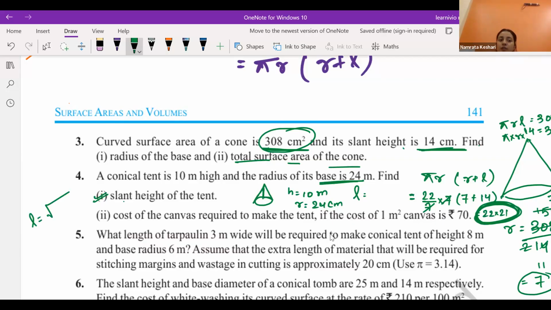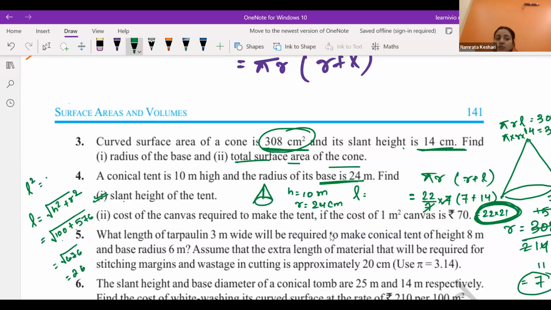Okay. L is under root h square plus r square from Pythagoras theorem. So h is 10, that means 100. And r is 24, that means 24 square will be 576. 576 plus 100 will be 676. And yes, it is 26. This number 676 is a perfect square. You will be getting 26 from here. Since we are talking about the length, we are not taking the negative sign.